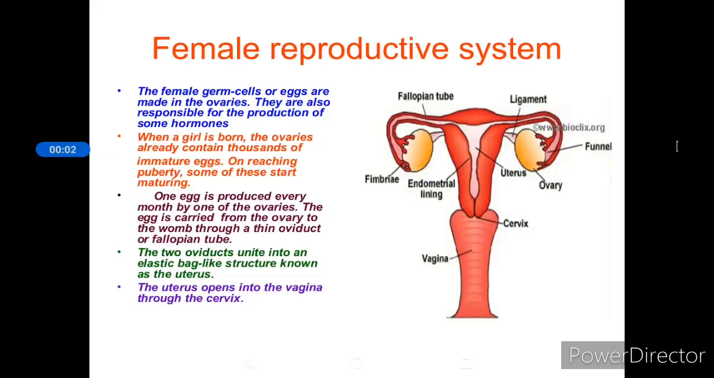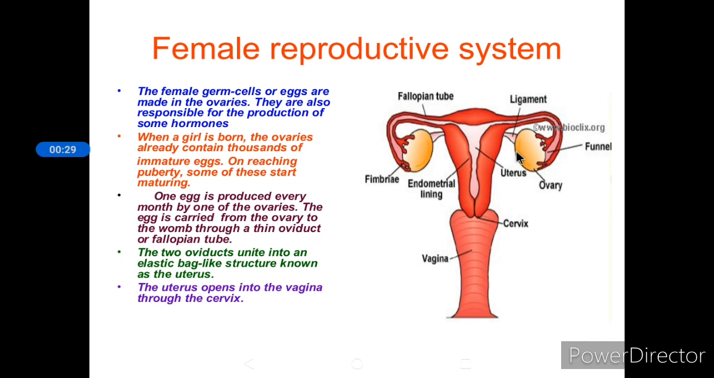Female reproductive system. Here you can see the diagram of the female reproductive system, and the same is given in your textbook also. The diagram is very important. The female germ cells or the eggs are made in the ovaries. Here you can see one ovary here and one ovary here. They are also responsible for the production of hormones.